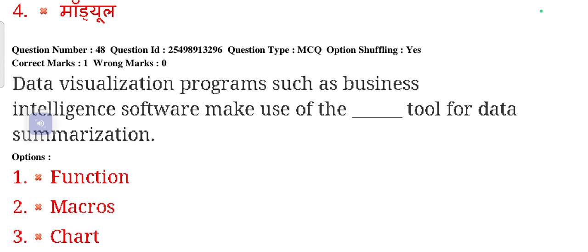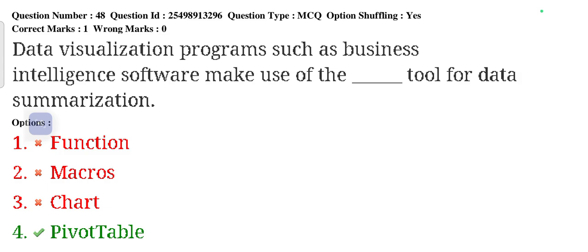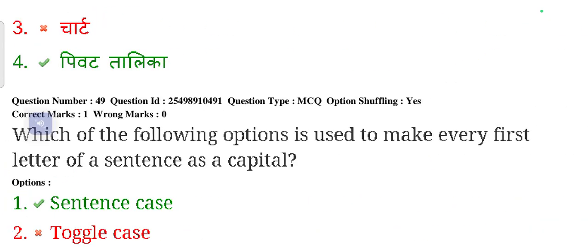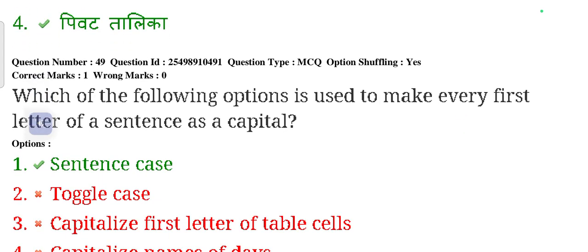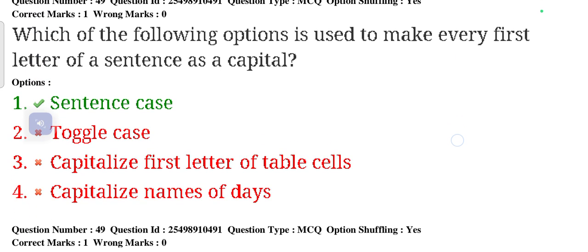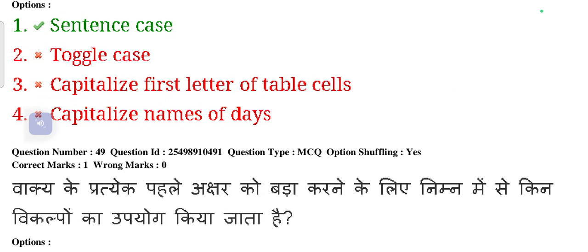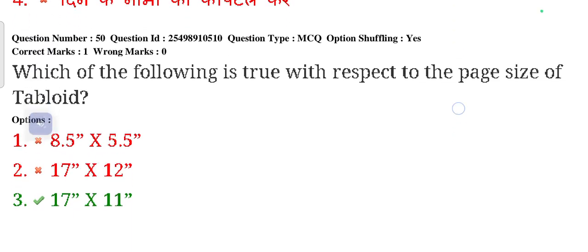Data visualization programs such as business intelligence software make use of the dash tool for data summarization. Pivot table. Which of the following options is used to make every first letter of a sentence a capital? Sentence case.